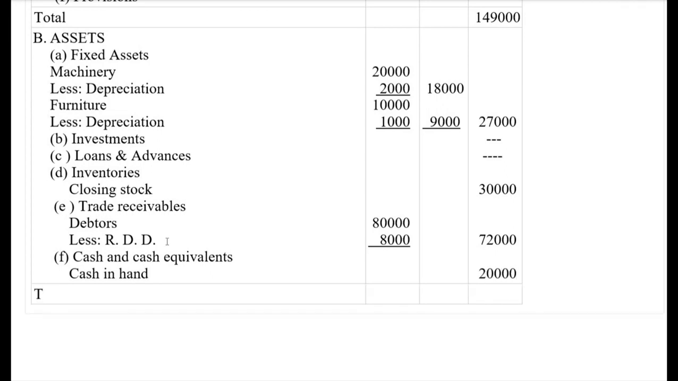So now let's take the total here. So 27,000 plus 30,000 plus 72,000 plus 20,000, that comes to 1,49,000. So let us make the board of these things here. So this was a very simple problem on preparation of assets and liabilities.